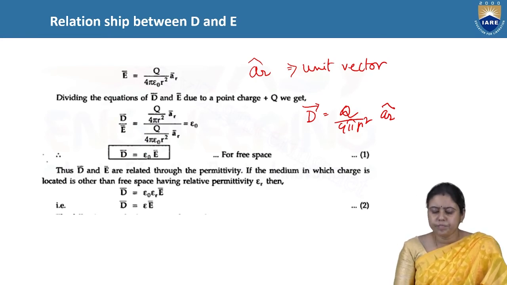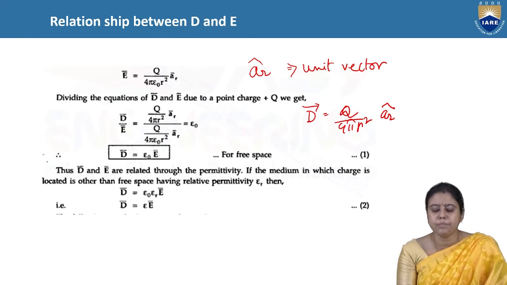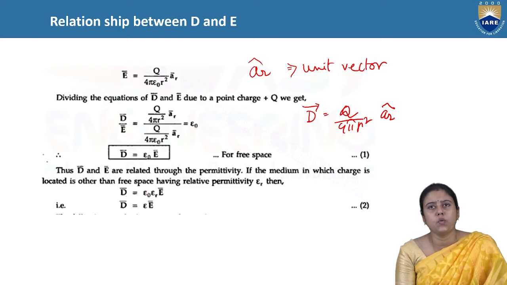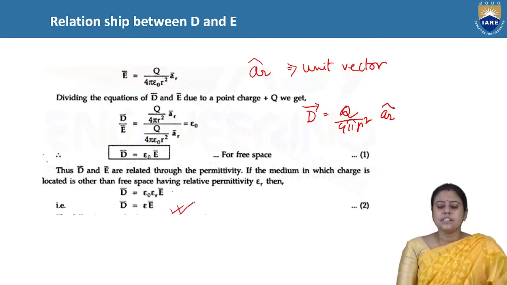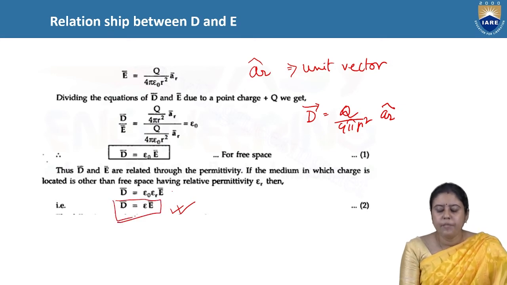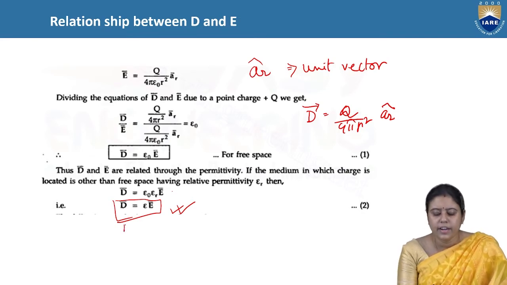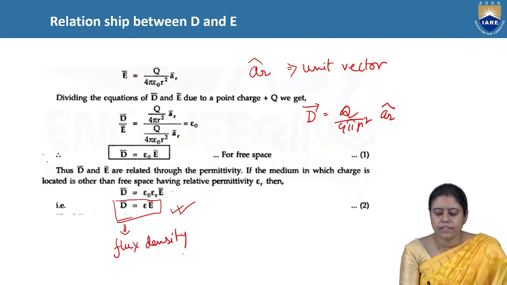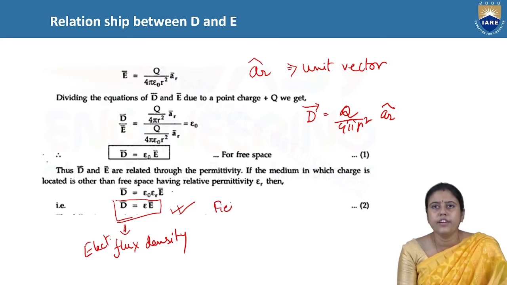If the medium is something other than air or free space, we can write D equals epsilon 0 epsilon R E. So D is equal to epsilon into E. This is the relation between the flux density and the field intensity. What is D? D is nothing but the electric flux density. And what is E? E is the field intensity.